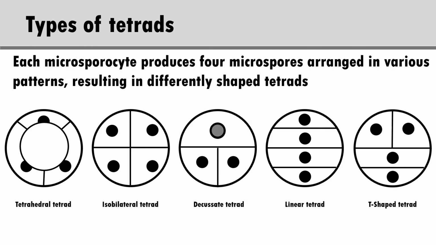So ultimately, due to the sequence of occurrence of meiosis and cytokinesis, each microspore mother cell produces 4 microspores arranged in various patterns, resulting in differently shaped tetrads in different groups of plants. So basically dicots and monocots, or eudicots and monocots, will form different types of tetrads, and it is a family character.